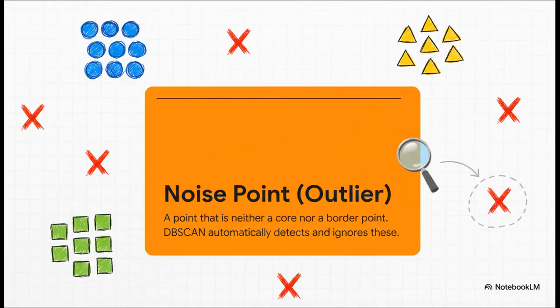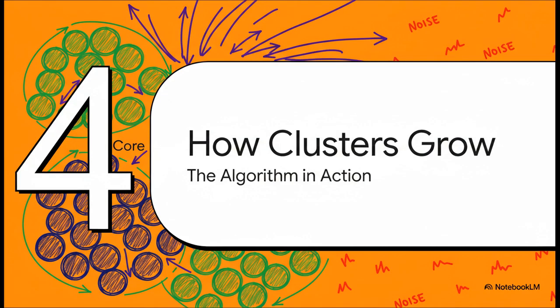And finally, any point that isn't a core point and isn't a border point gets labeled as a noise point. These are your true outliers, the lonely points sitting out in sparse, low-density areas. And honestly, one of DBSCAN's greatest superpowers is that it automatically finds and just ignores these guys. So we have our cast of characters: core, border, and noise. But how do they actually come together to form a cluster? Let's move on and see how these clusters actually grow.